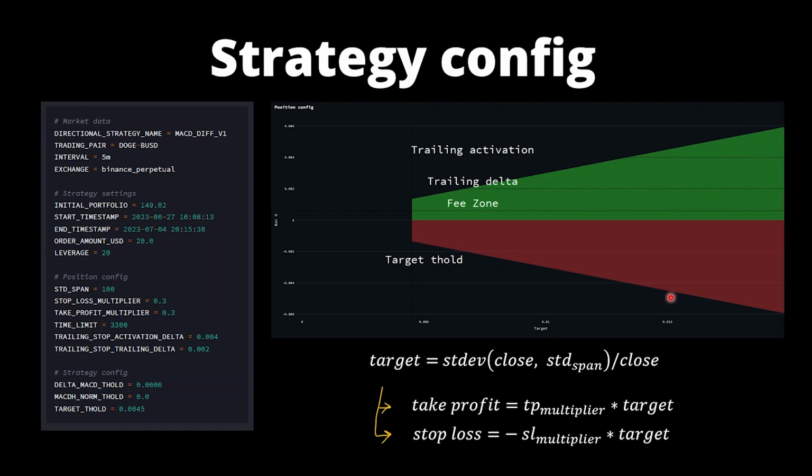It is important to note that if the target threshold is set too low, the position size will fall within the fee zone, located below this first line here. Sometimes the target will be too high, and it would be a good idea to set a trailing stop loss, because if we are in very wide positions and we have enough profit, we would like to capture this before it breaks down. I have set the activation at 0.4% and the delta at minus 0.2%, again outside the fee zone.